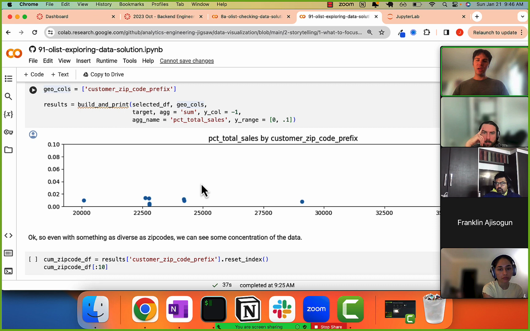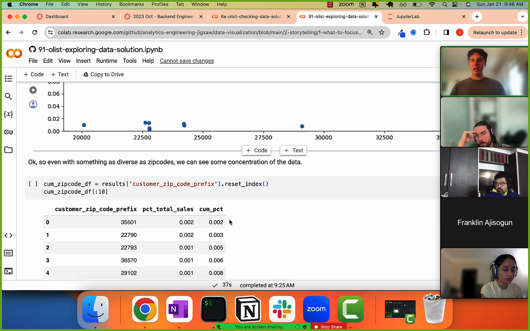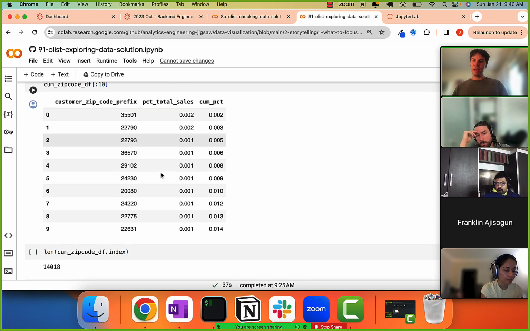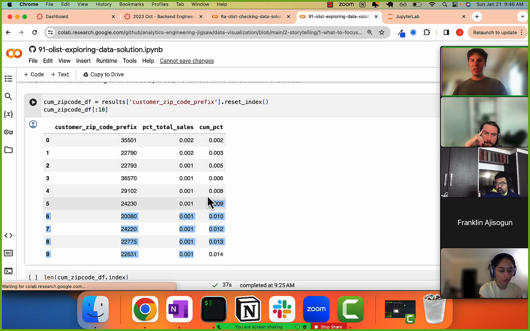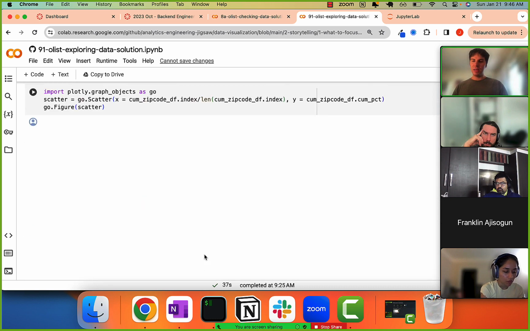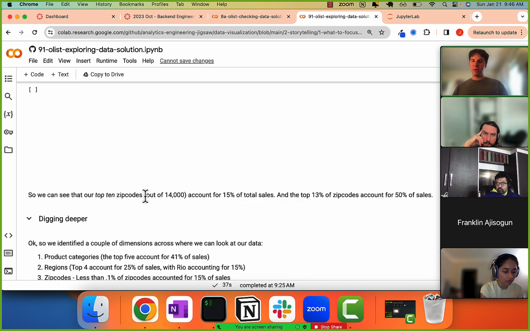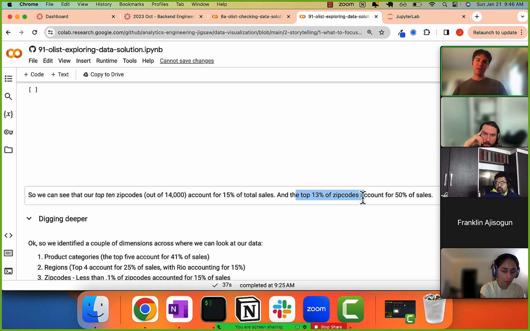So that's why we're doing it. If you think about it, this is just another case of getting to a more atomic unit, and it's actually richer information if you do that. And you can see the cumulative percentage is hard to get too high, but you can at least identify a top 10. I found that the top 10 zip codes account for 15% of sales, and the top 13% of zip codes account for 50% of sales.